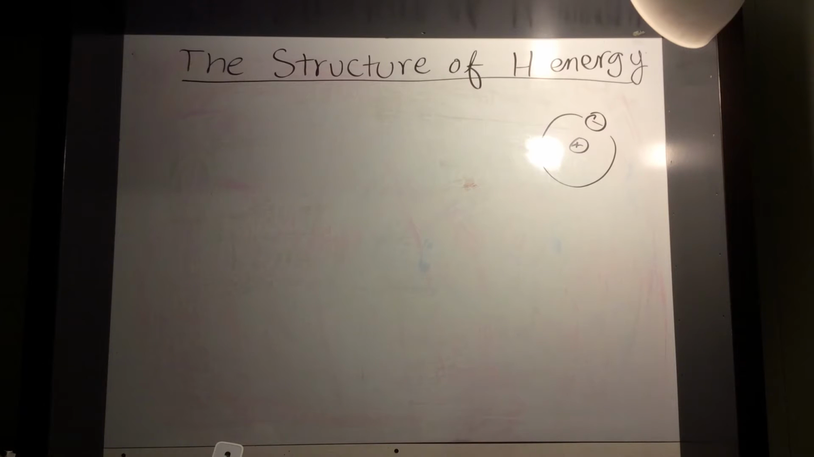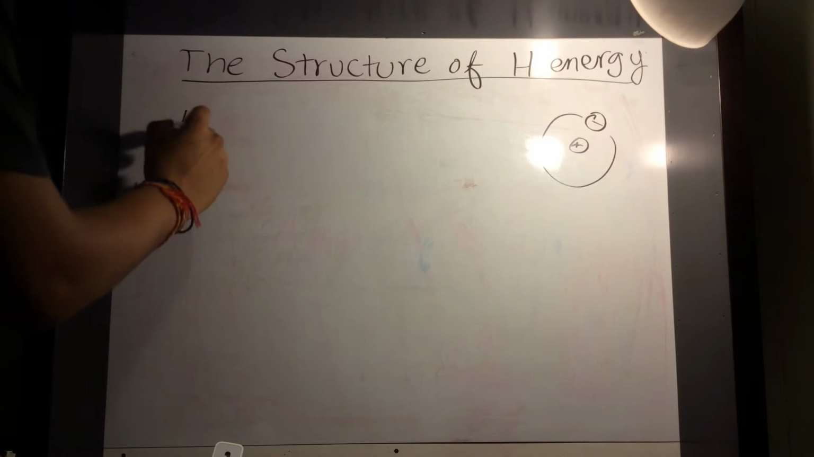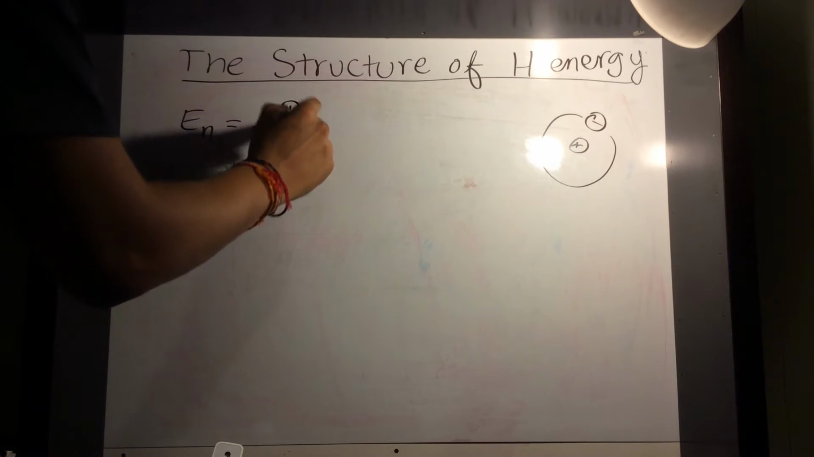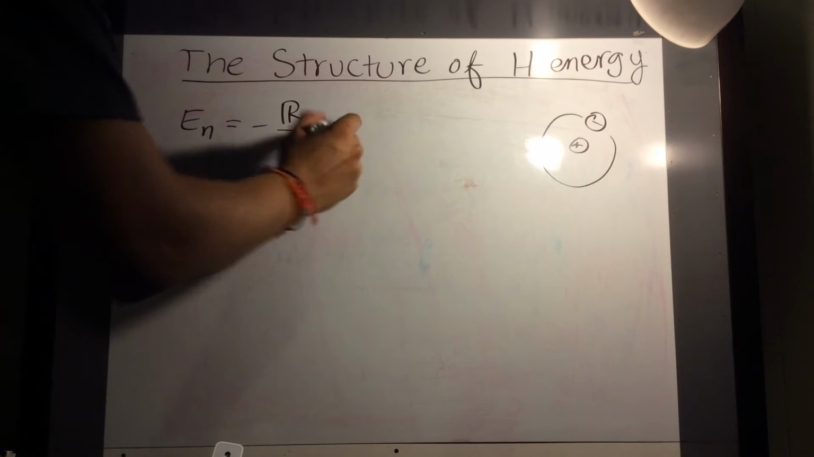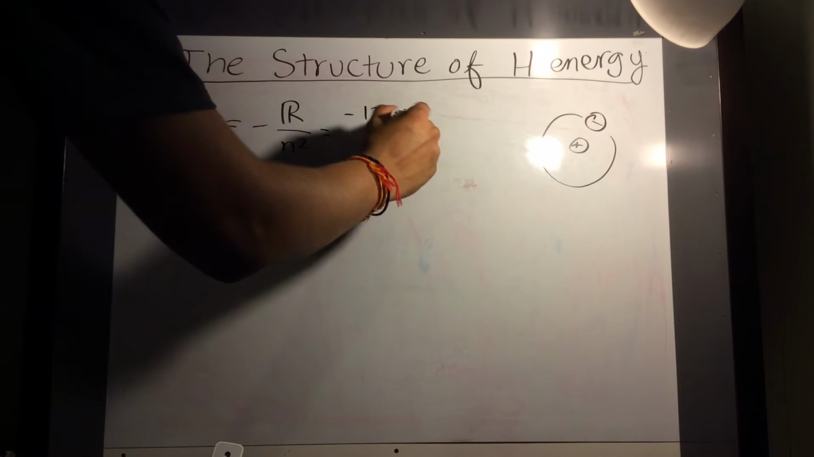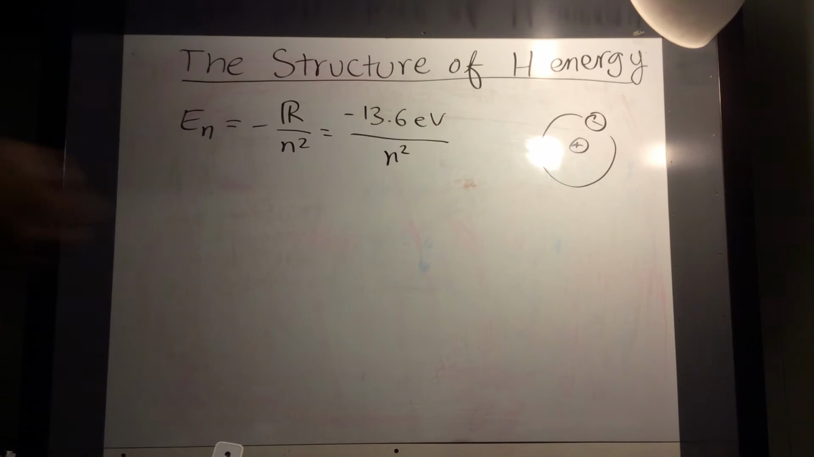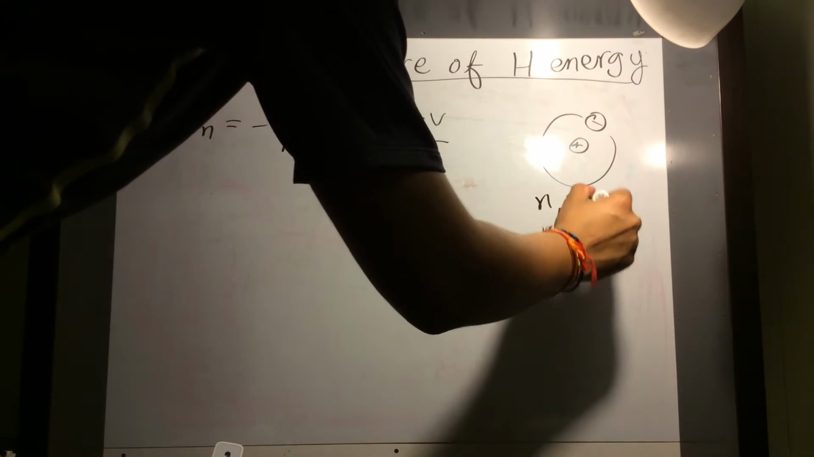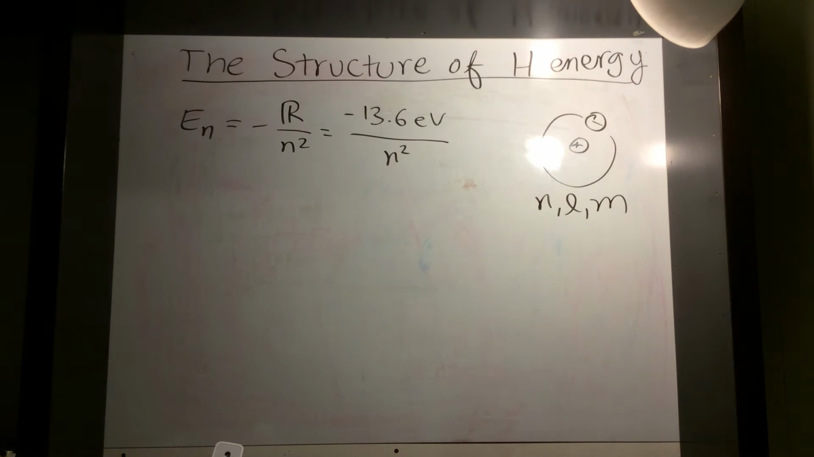You get the energy eigenvalues, and it turns out to be En equals minus Rydberg over n squared, where the Rydberg is 13.6 eV. Okay, and it turns out there are three quantum numbers, n, l, and m. n is the principal quantum number, l is the total angular momentum of the electron, and m is the projection of total angular momentum on the z-axis.